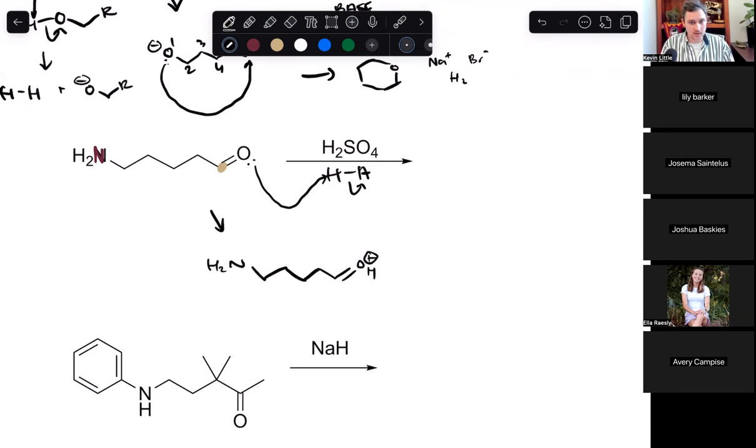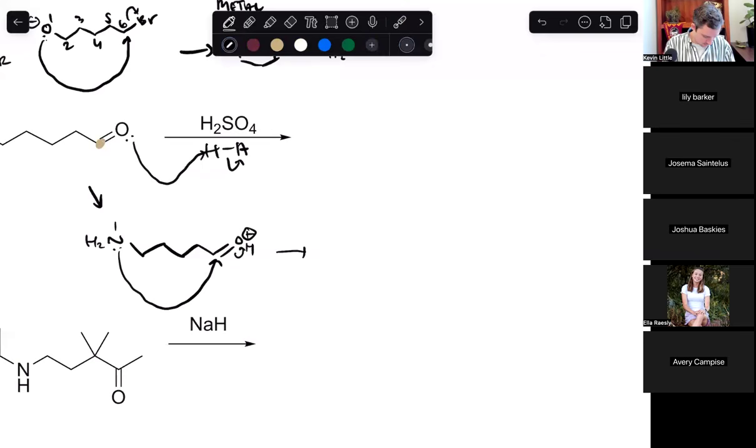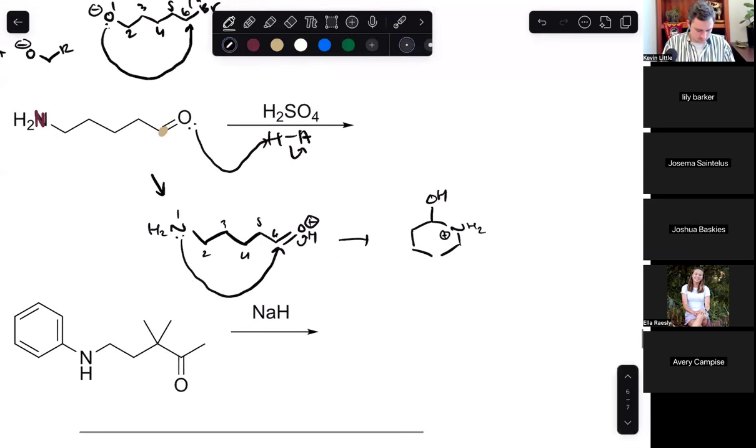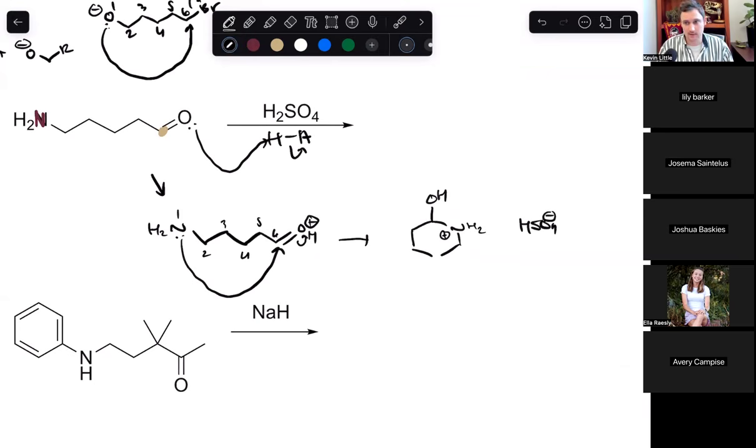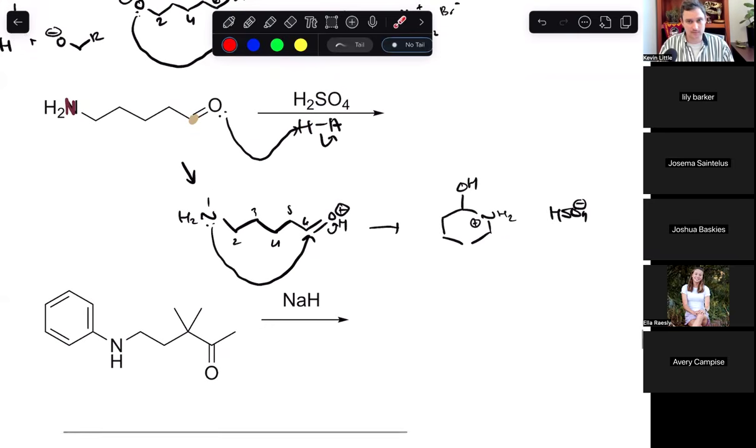It gives a positive charge to that oxygen. Then step 2 is nucleophile attacks electrophile. I've got a 1, 2, 3, 4, 5, 6 membered ring with a nitrogen in it that has a positive charge and an OH. If it helps, HSO4 minus is still sitting around, which is what happens when you take a hydrogen from H2SO4. So that's why that's the balanced equation.